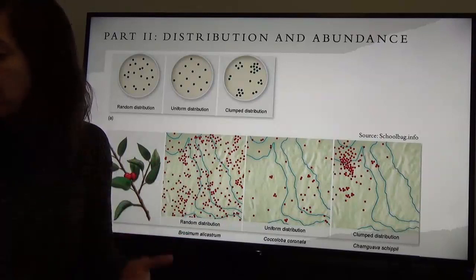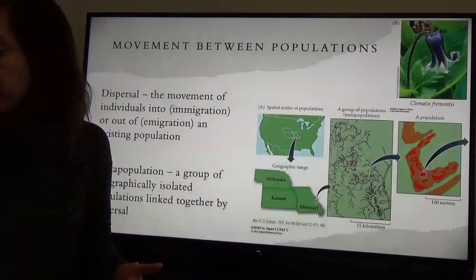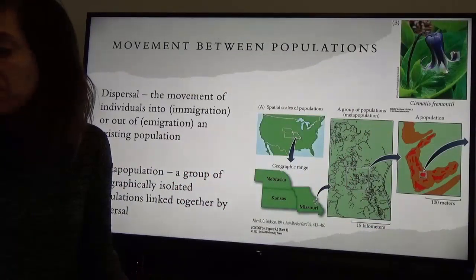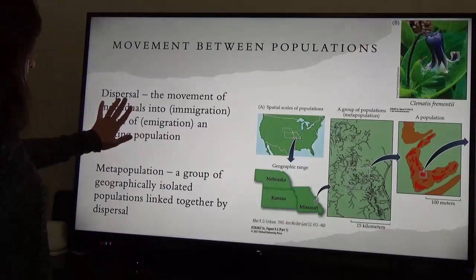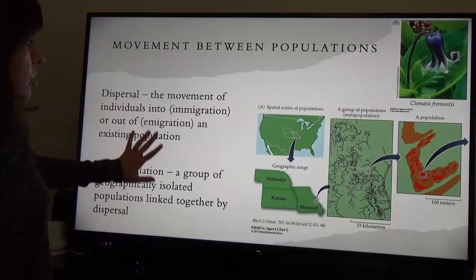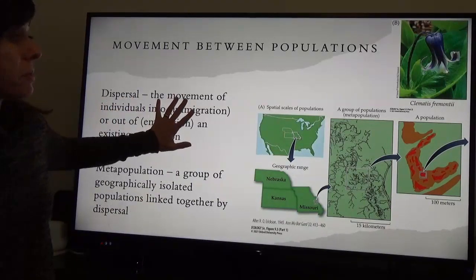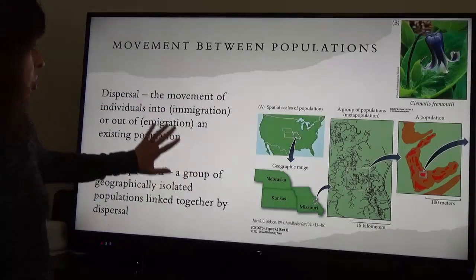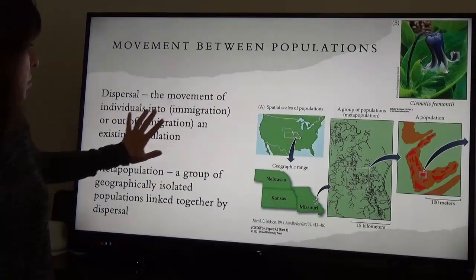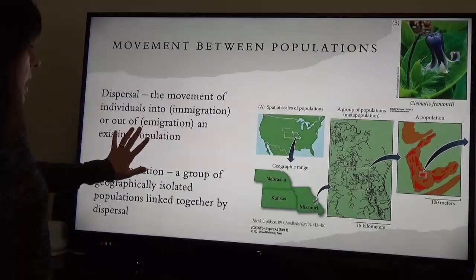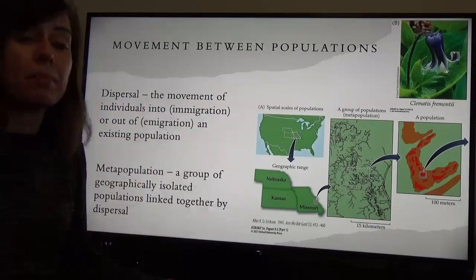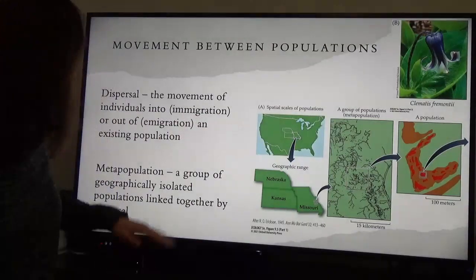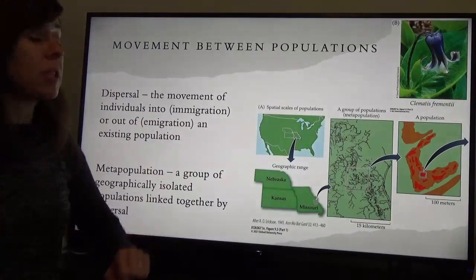But what I want to talk about first is movement between populations. And so we have a couple of really important terms that we're going to spend a bit of time on during this lecture. The first being dispersal, or the movement of individuals into and out of an existing population. So the movement of individuals into a population is immigration. The movement of individuals out of a population is emigration.